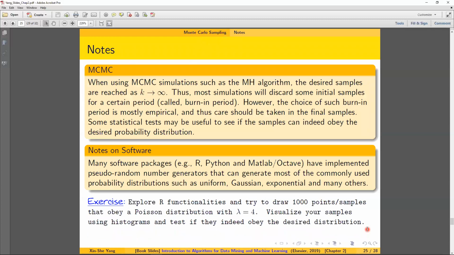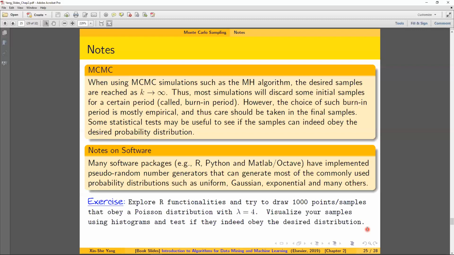Okay. So when using MCMC simulation, Markov chain Monte Carlo simulations, such as the MH algorithm, the designed samples are reached as k approaches infinity. Therefore, most simulations will discard some initial samples for a certain period. That is called the burn-in period. However, the choice of such burn-in periods is mostly empirical. It's not as simple as you could find out.